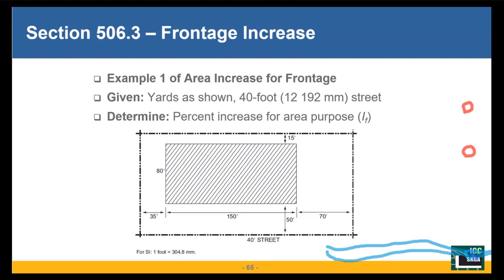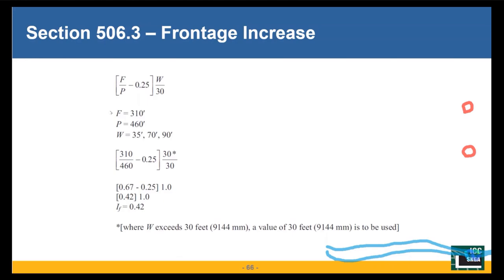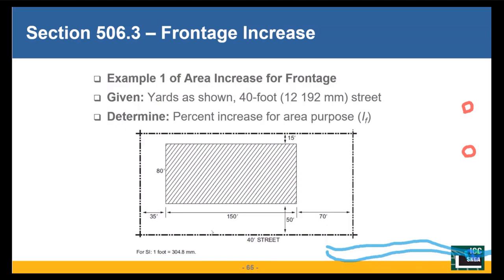So we'll go to the equations and calculate the frontage increase. So this is the equation, (F over P minus 0.25) times W over 30. F is the building perimeter with the width available more than 20 feet. So I'm going to go back, we ignore this width that has 15 feet. We cannot add that because that's less than 20. So that's why there's a difference between the actual building perimeter P and the building perimeter with the width available more than 20, termed F.